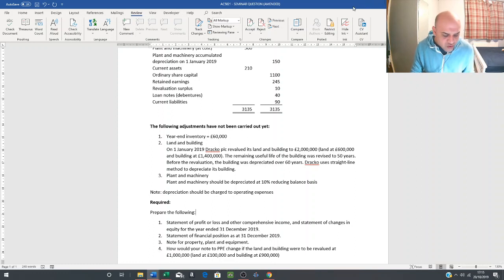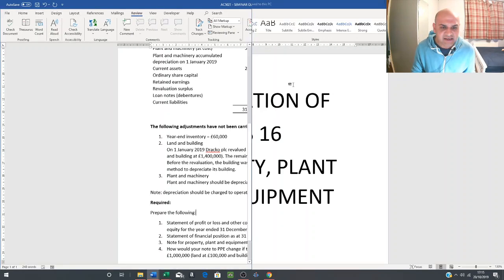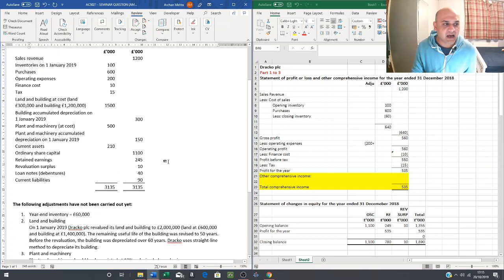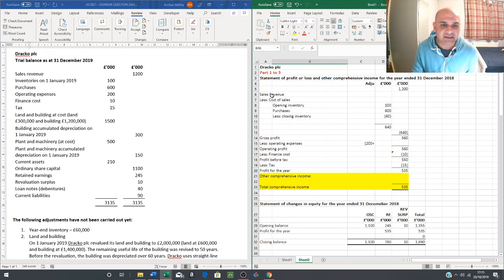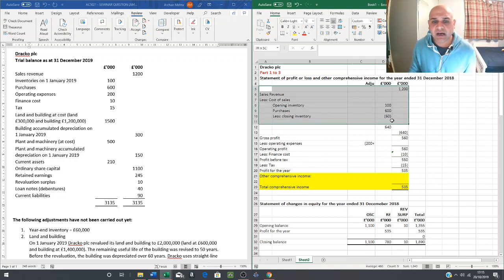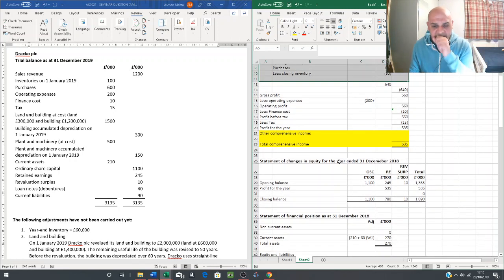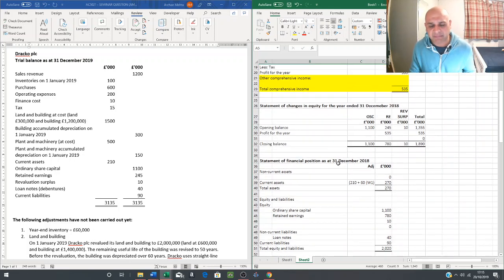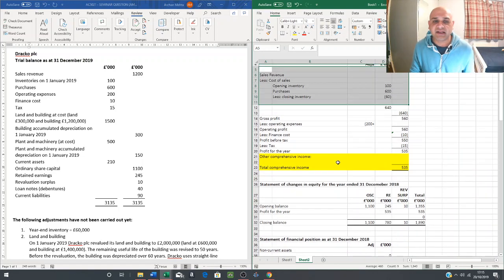Okay, now I'm not going to prepare the entire set of financial statements based on the trial balance. Okay, I assume that you are able to do that. The objective of today's video is to look at solely the property, plant and equipment adjustment. So please, if you can at this point, perhaps create the statement of profit or loss, other comprehensive income, statement of changes in equity, statement of financial position, with all those balances excluding property, plant and equipment related items, so we can deal with that later.